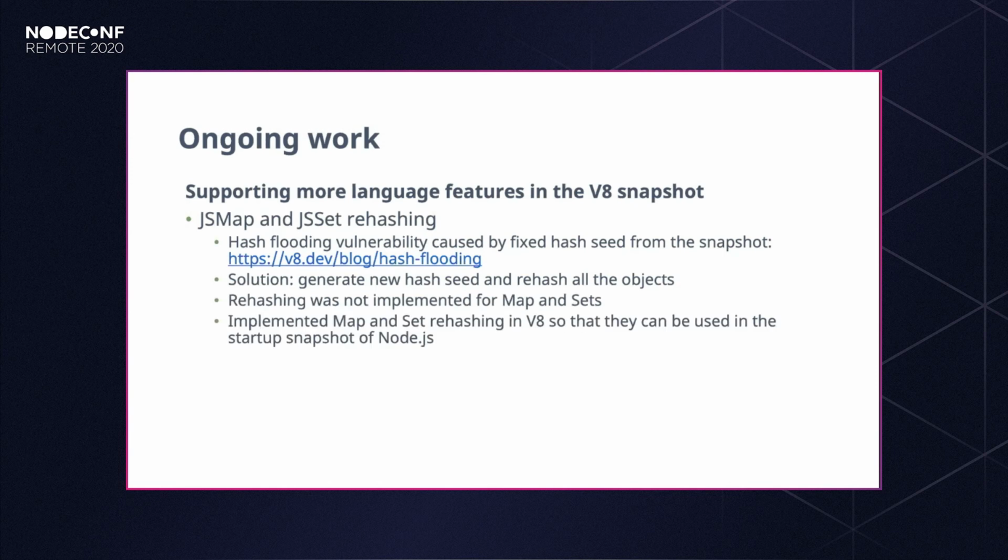So this worked fine for a while until we started to customize our own snapshot. And we found out that the rehashing of maps and sets was not supported. This was understandable because V8 does not use maps or sets when it creates its own default snapshot. So we went ahead and implemented the rehashing so that we can use these language features in our own snapshot.